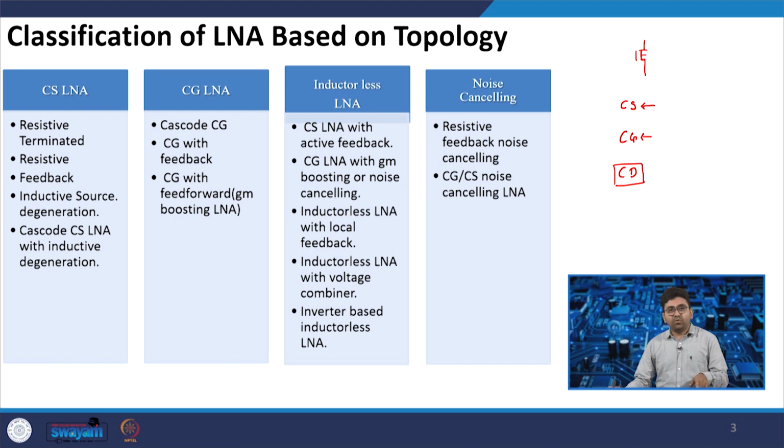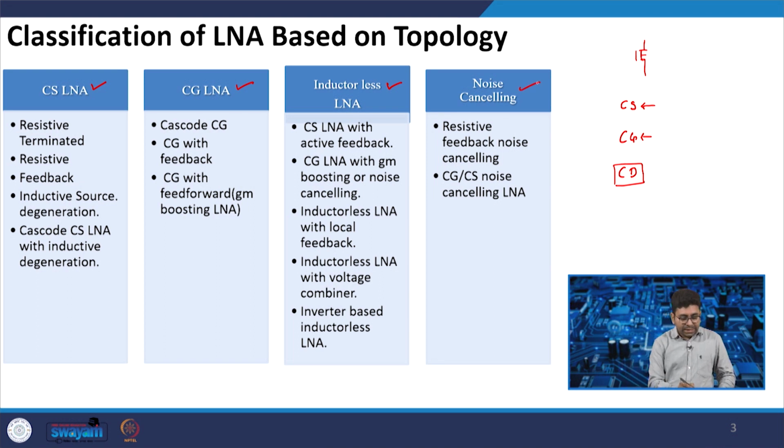If we try to classify the LNA based on topology, the first is the common source LNA, the second is the common gate LNA. We will also discuss the inductorless LNA, because of the application. As we discussed on the first slide, we need to reduce the area, and while discussing the inductor, we have already studied that an inductor takes more space on chip. So, how can you make a design which is inductorless, and there are also noise cancelling circuits.